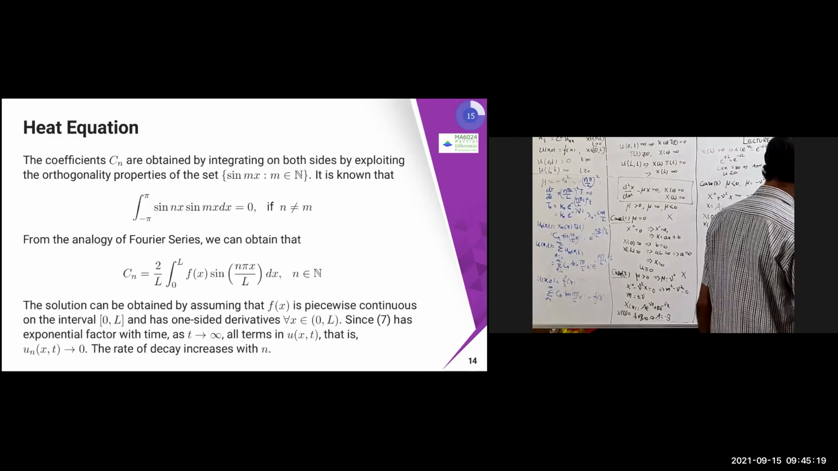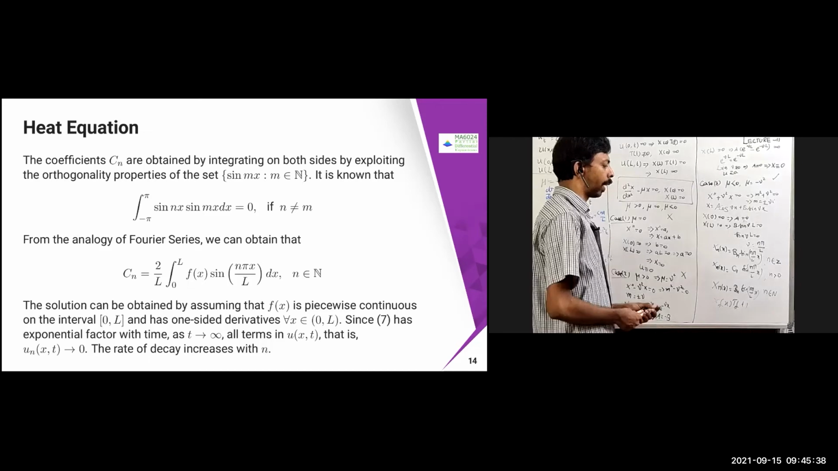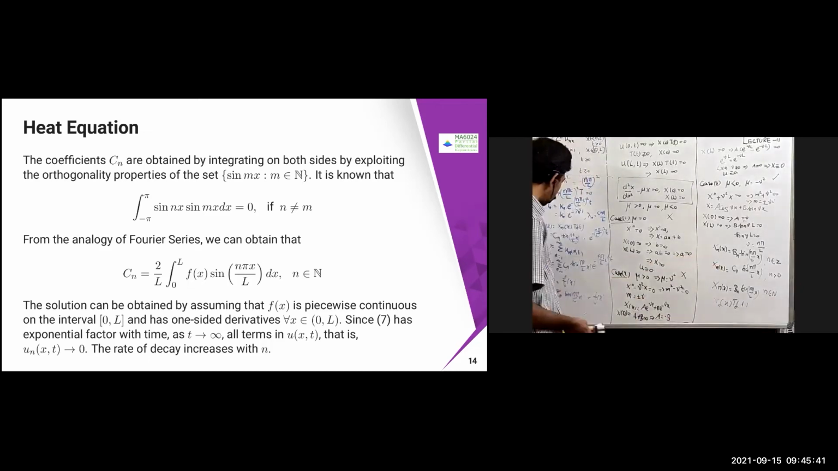Now how do they solve this? In order to obtain the coefficient cn, they use the orthogonality properties of sin mx. You know that the integral of sin nx into sin mx dx equals 0 if n is not equal to m. This is the orthogonality property of sin mx. Using that, you do the integration on both sides, multiplying with sin m pi x and so on. Then everything is going to become 0 except when n equal to m. The rest of the terms are going to become 0. Then on the right hand side you can multiply by sin n pi x by L.